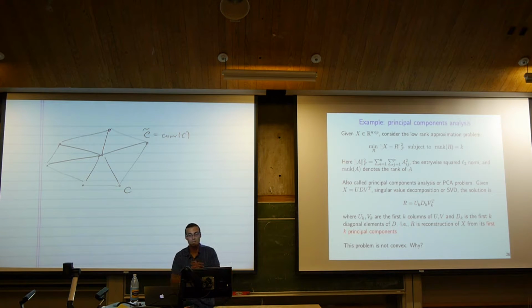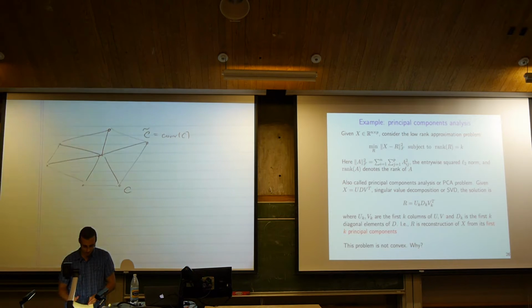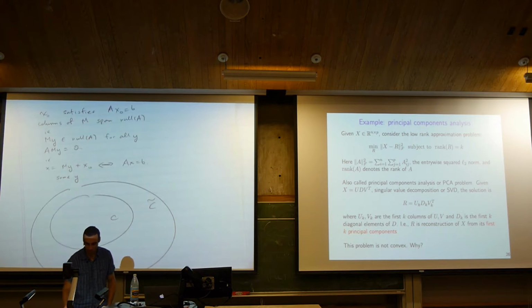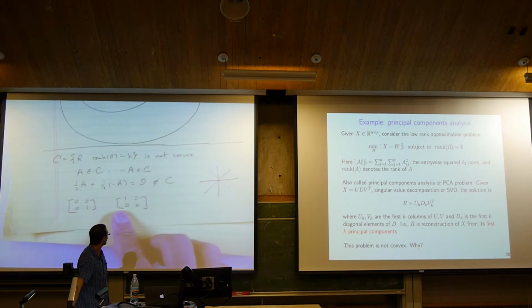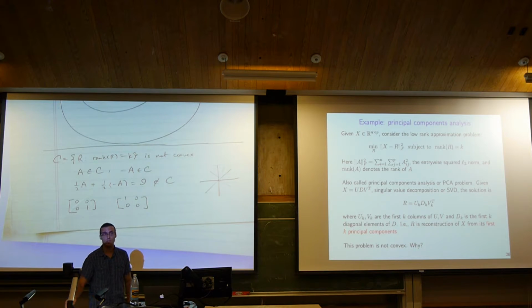Other questions? Yeah. We know that the rank R equals K constraint is non-convex, but just checking, if I were to change that to rank R at most K, that would be a convex set, right? No. Same example, right? For example, here are two matrices that have rank 1, and their convex combination has rank 2.